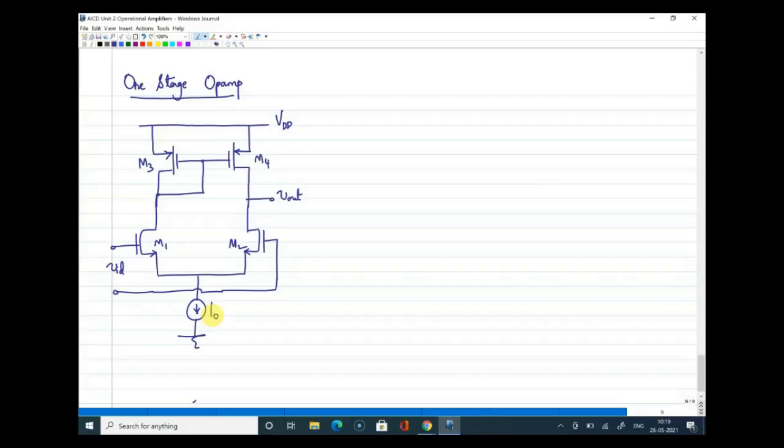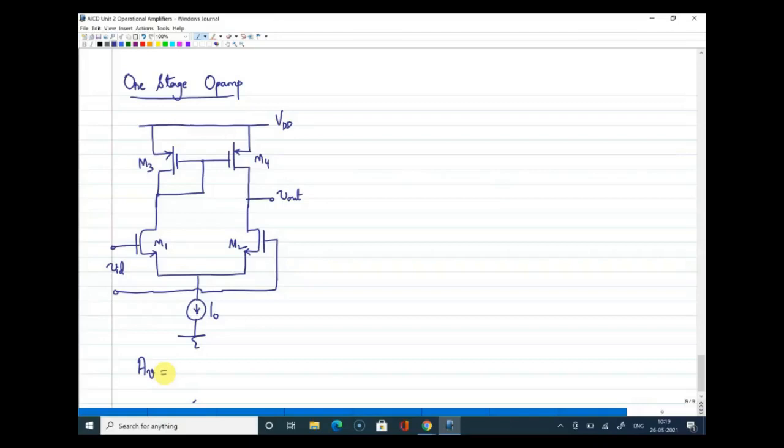Anup, can you help me? Can you tell me what is the gain of the circuit? Anup. Yes, sir. Can you tell me what is the gain expression? AV is minus gm1 into ro3 parallel with 1 by gm3 parallel with ro1.